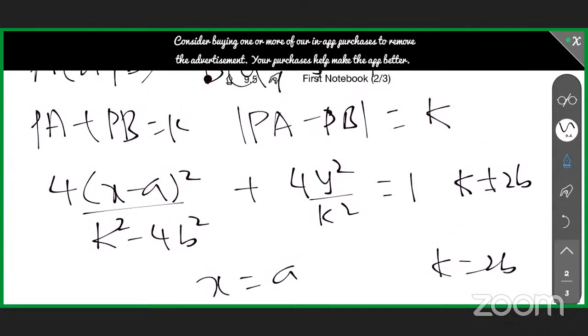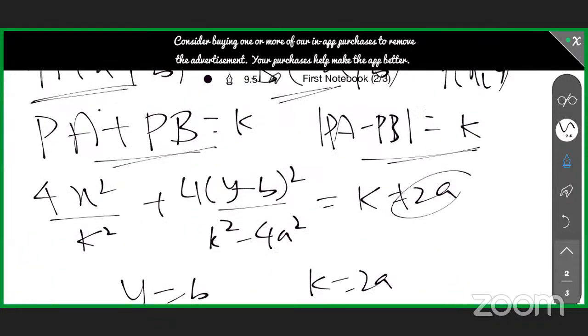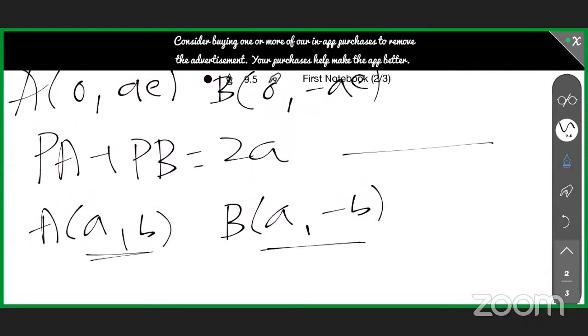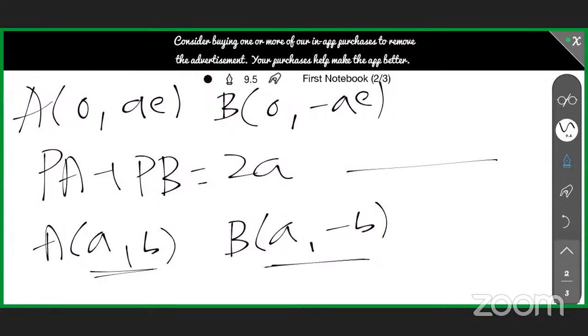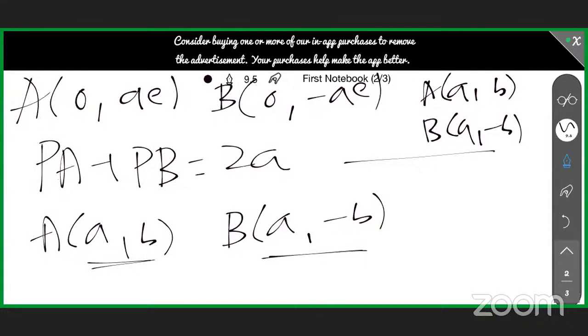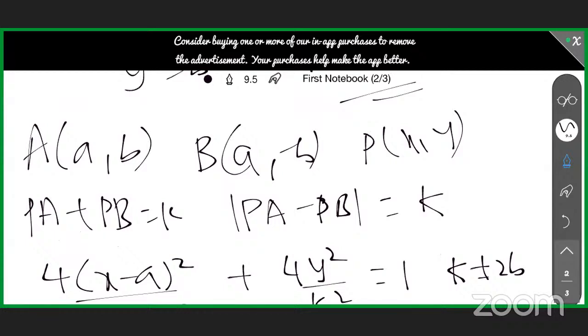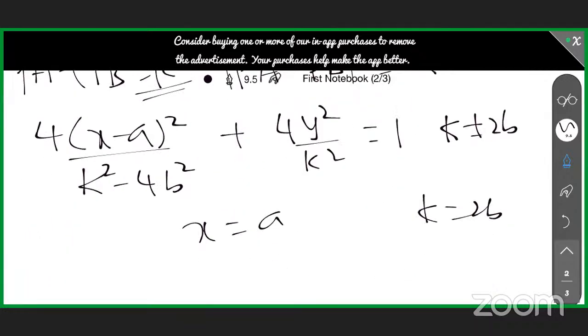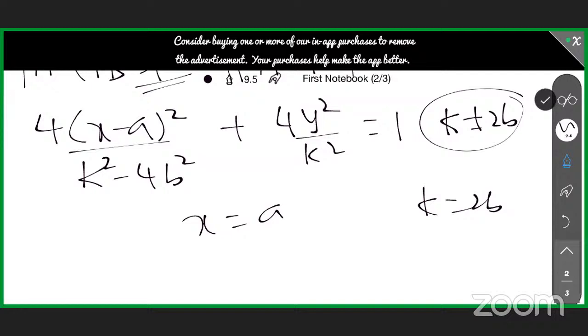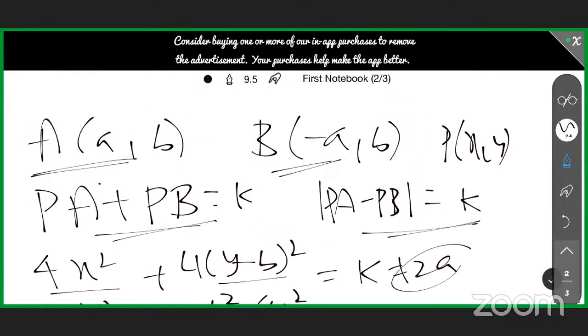Now look at our question carefully. My coordinates are in the form of (0, ae) and (0, -ae), and satisfying one condition: PA plus PB is equal to 2a. That means my question is satisfying this condition, k is equal to 2a. No worry here, because k should not be equal only to 2b. So I can use the first equation, and using the first equation, I'll find the equation of this locus.